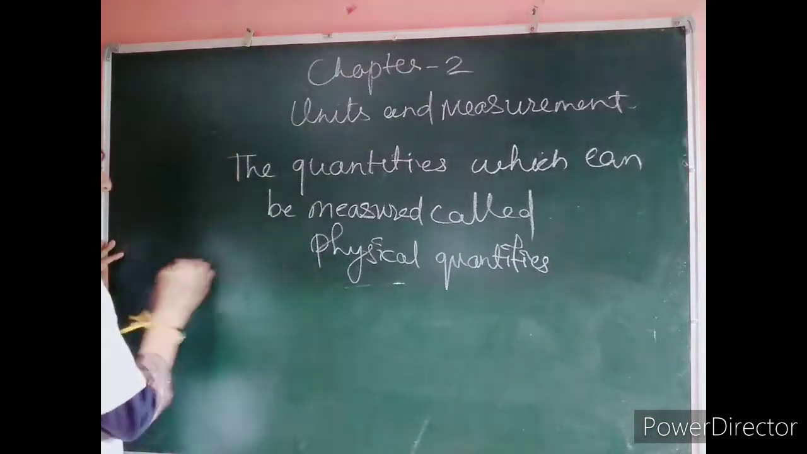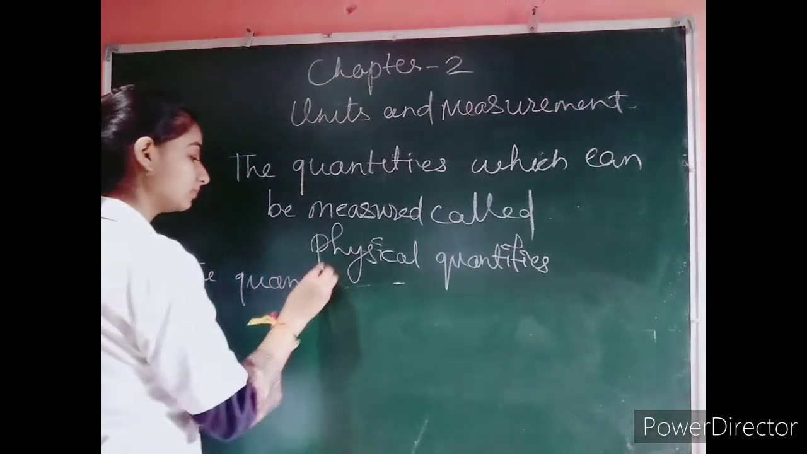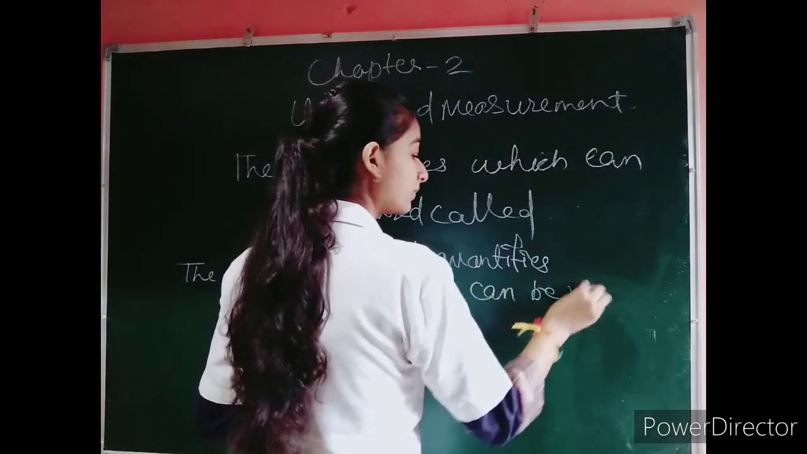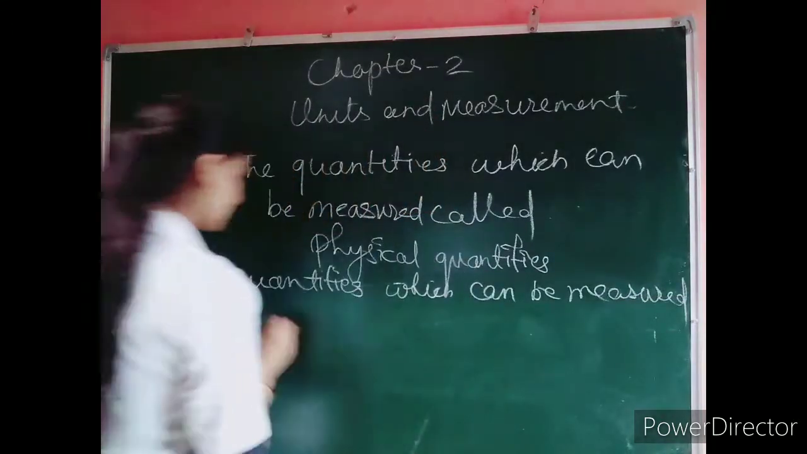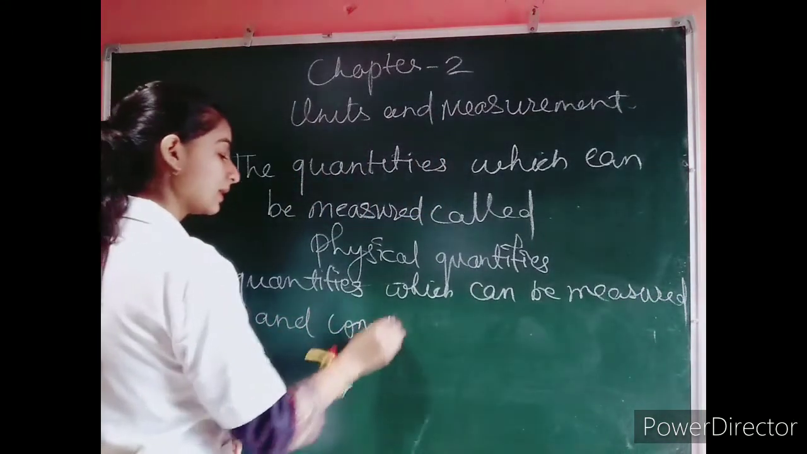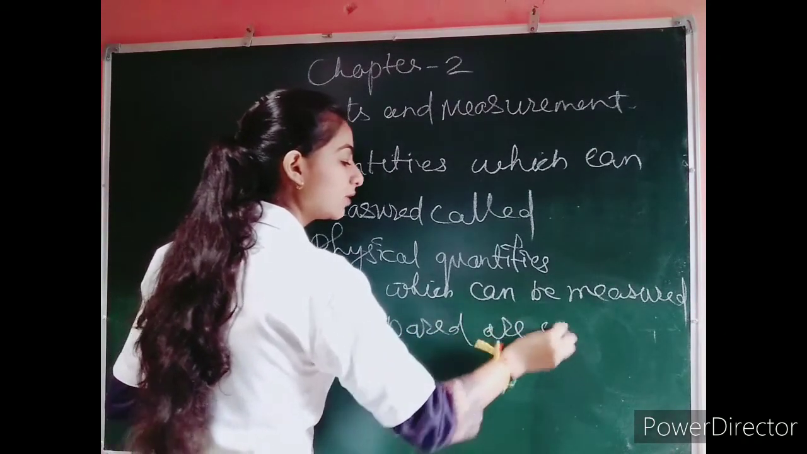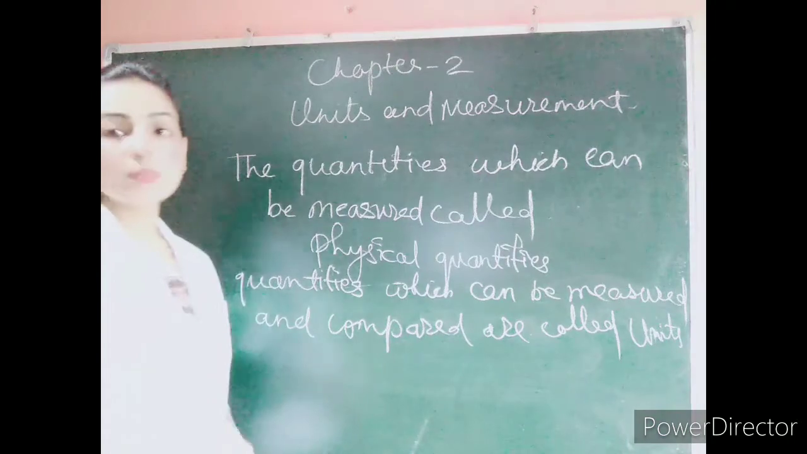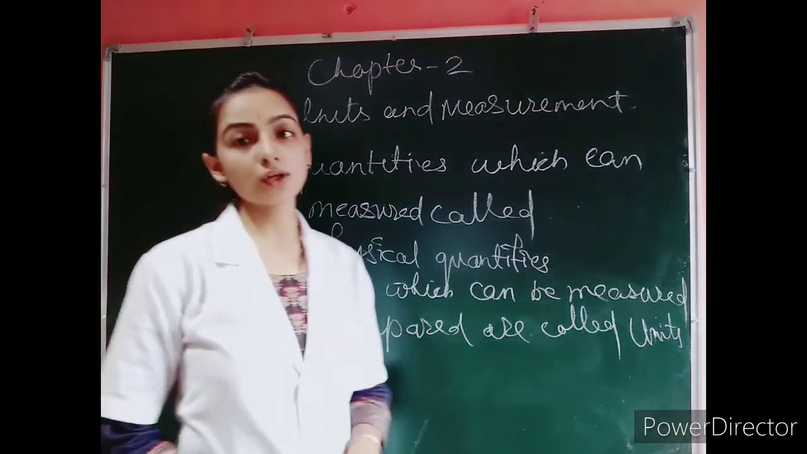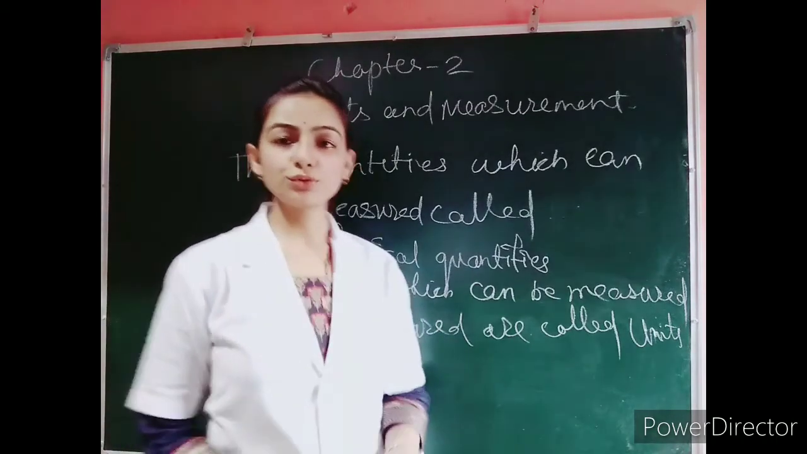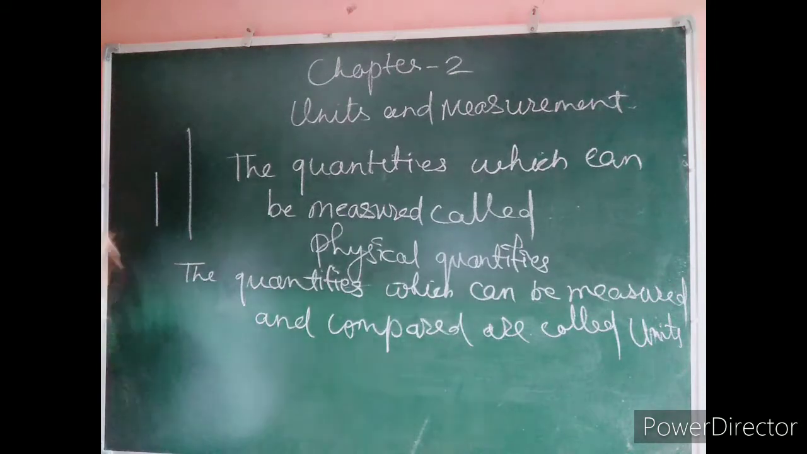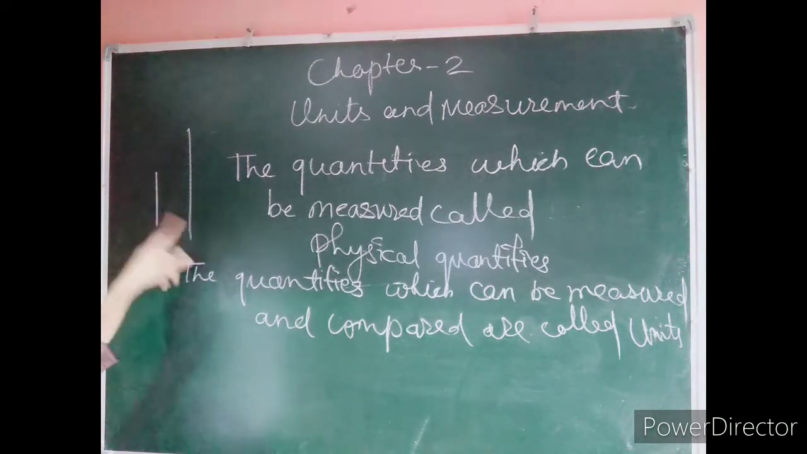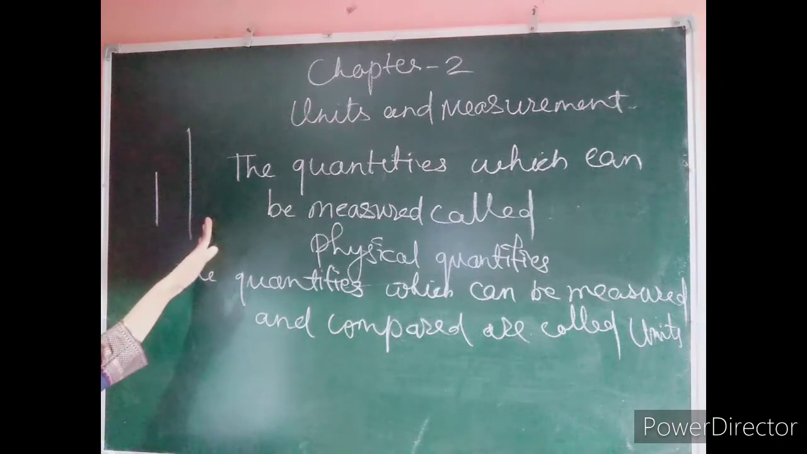Now what are units? The quantities which can be measured and compared are called units. The quantities which can be measured or compared are called units. Like we have two lengths. We can find the length of these and we can differentiate between these. We can compare these, like which one is shortest and which one is greatest.